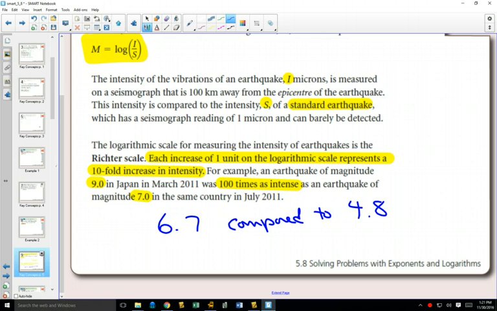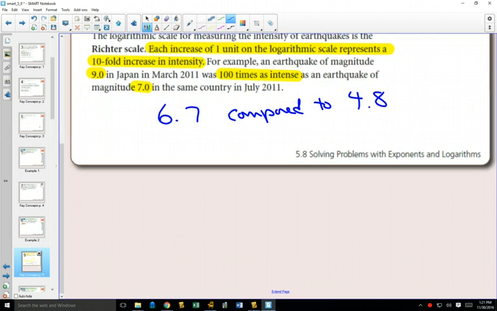It goes almost 2 up, right? If it went to 6.8, then the 6.7 would be 100 times more intense. But it goes up 1.9. So when we compare them, the one will be 10 to the power 6.7 for its intensity. The other one will be 10 to the power 4.8. What's our exponent rule for comparing these? The difference is 1.9. And if you do 10 to the power 1.9, you're going to find out that it was 79 times more intense.